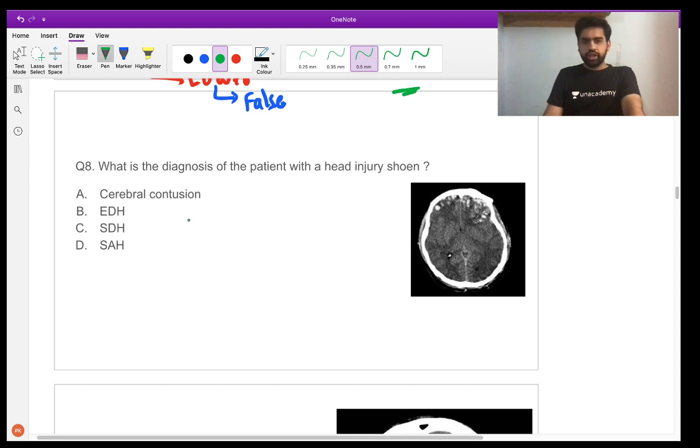Right, so Danish is up with the answer. He's saying it is cerebral contusion. Anybody else? Yes, he's absolutely correct. This is a cerebral contusion. A simple image, but you should be able to appreciate it. So what is a contusion? It is basically a localized injury to the brain parenchyma where there is extravasation of blood, and at the same time there is edema. So here the patient has brain edema along with extravasation of blood. So this is basically a patient having a cerebral contusion.